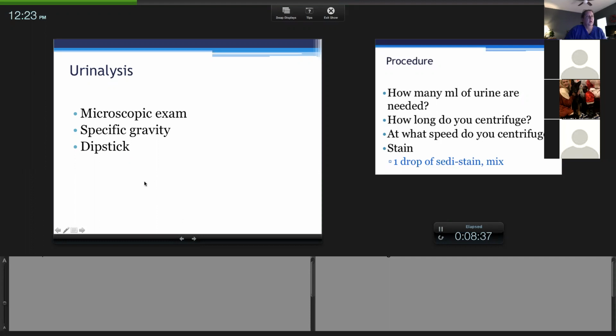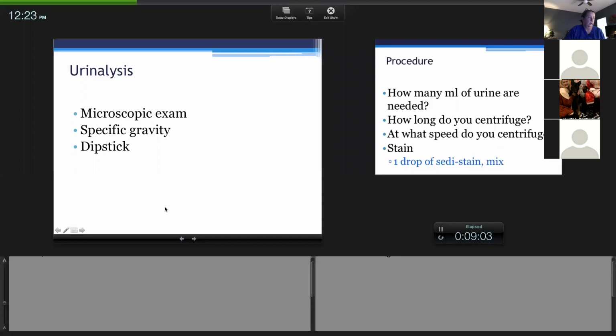Now, if you do a good urinalysis, it should have a microscopic exam. Well, dipstick number 1 and specific gravity. And remember, when you do a specific gravity, you should use a refractometer. A lot of dipsticks will give you a specific gravity, but the most accurate is to put it on a refractometer and get a specific gravity. And then you want to do a sediment exam.